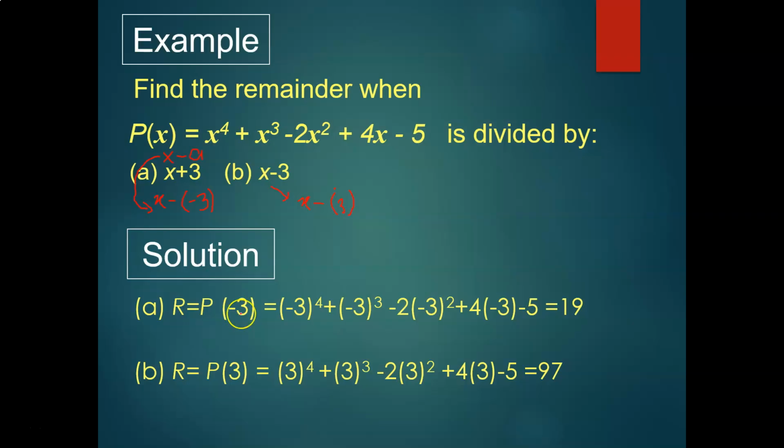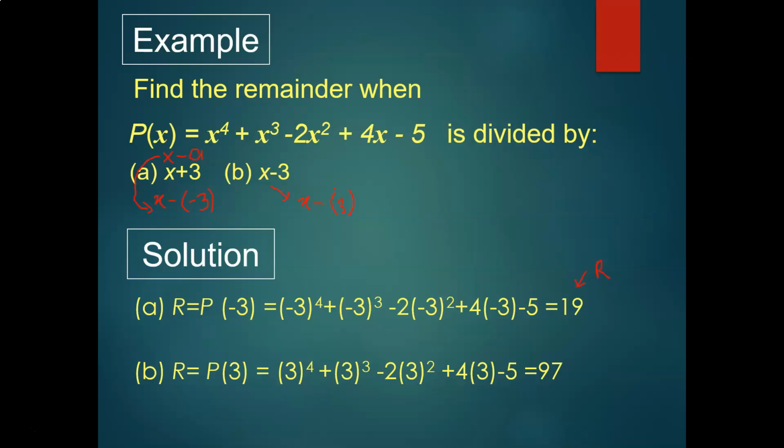So, this negative 3, you substitute dalam this polynomial punya x. You have x to the power of 4 plus x to the power of 3, and that x you're going to substitute with negative 3. You substitute every little x over here with negative 3. Then you key in your calculator, then you get the answer 19. So your remainder is 19. This is your R.